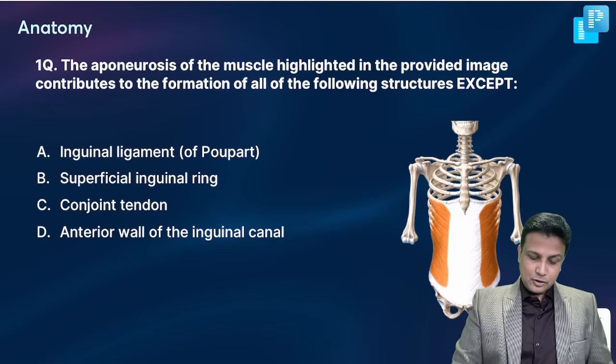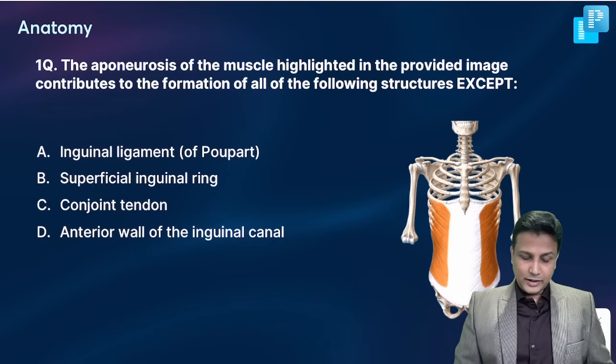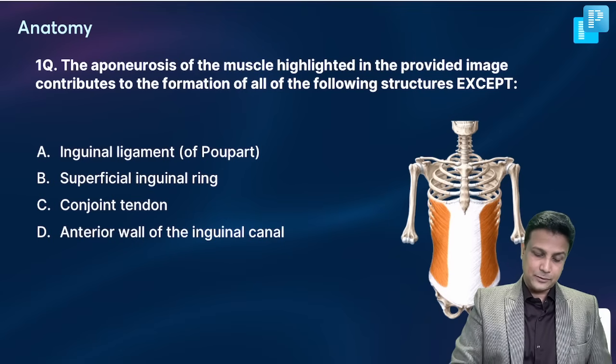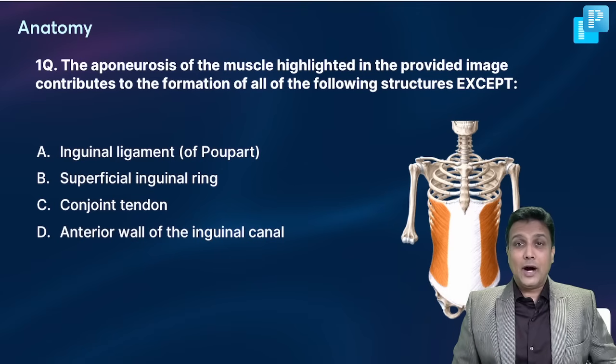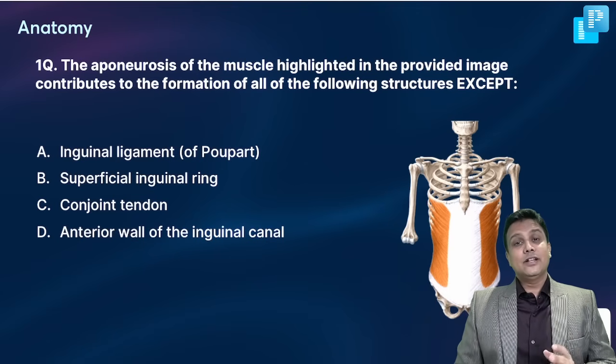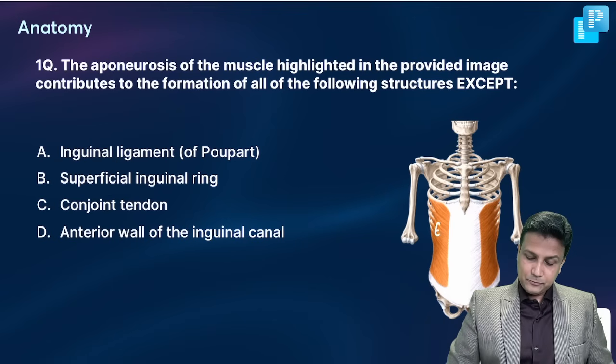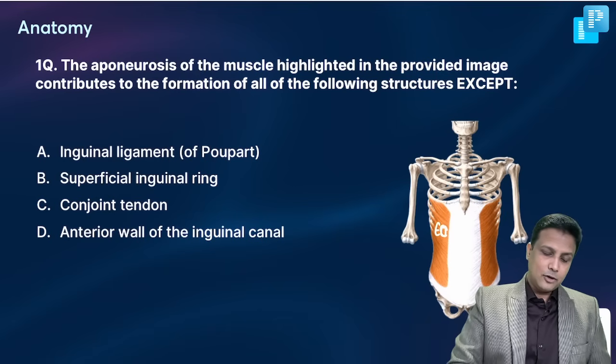The aponeurosis of the muscle highlighted in the provided image contributes to the formation of all of the following structures except which one? Now in this diagram, first of all, you should be able to identify this muscle here. The muscle that you are able to see in the image will be your external oblique muscle. Now, how to identify the external oblique muscle?